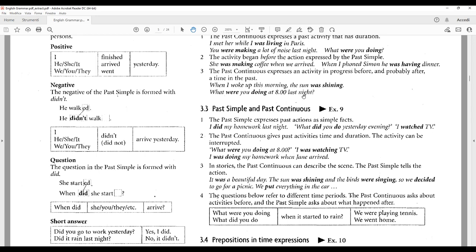What were you doing at 8 last night? What were you doing at 8 last night?